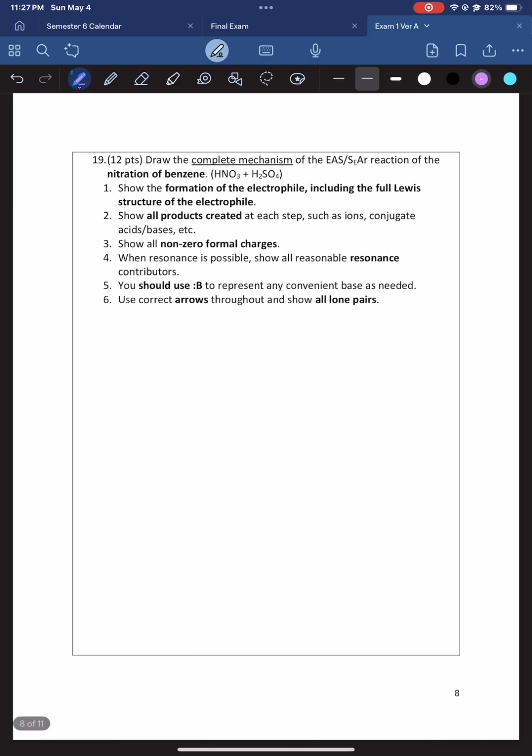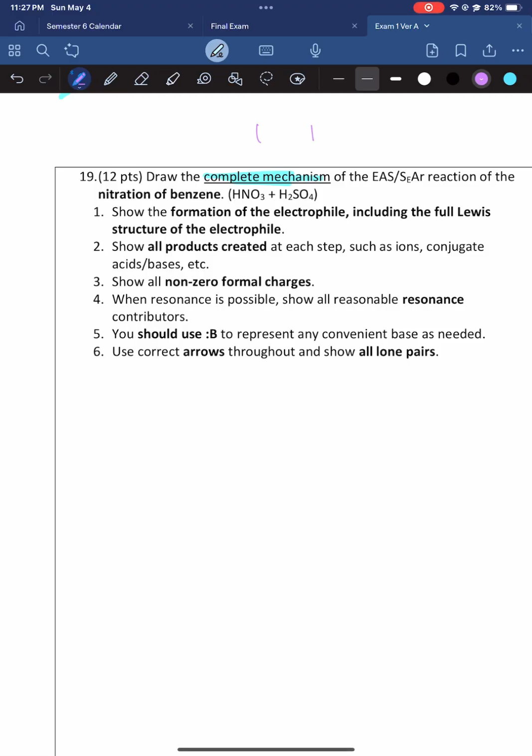Now let's look at the next reaction. Draw the complete mechanism of this reaction, the nitration of benzene. So it's very helpful to draw an overall reaction. We have benzene, we have nitration, HNO3, H2SO4. This is terrible handwriting, and we're going to get something like this. So if you know where we're going to, it's very easy to deduce the intermediate steps. It says draw out the complete mechanism, so we need to show the formation of an electrophile, we need to show all products being created, show all non-zero formal charges, use any convenient base when possible. So it is very important to read the instructions very thoroughly.